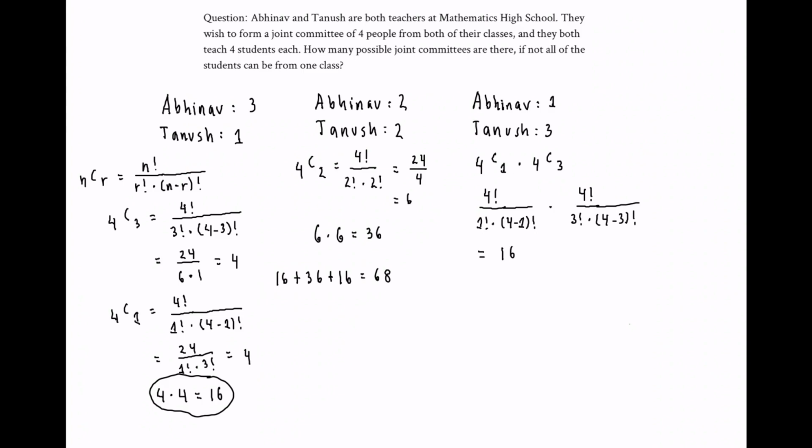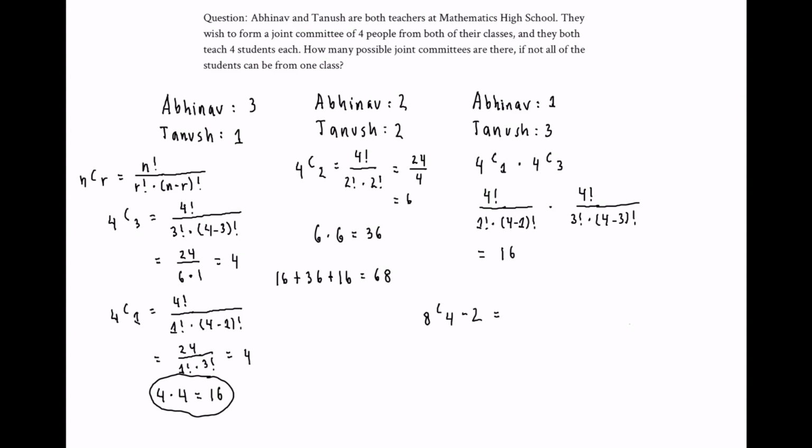Because we simply have to pick 4 people from a total of 8, our calculation becomes 8 choose 4. But let's not forget the restriction. The students cannot all come from the same classroom, and there are only 2 cases where this happens. Either all 4 students were from Abhinav's class, or all 4 students were from Tanush's class. So we must subtract these 2 cases out.